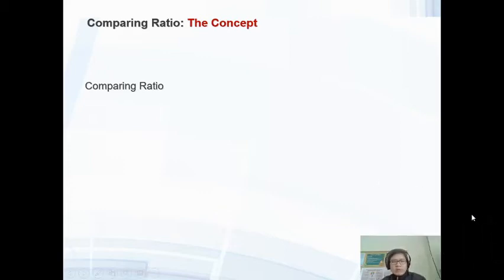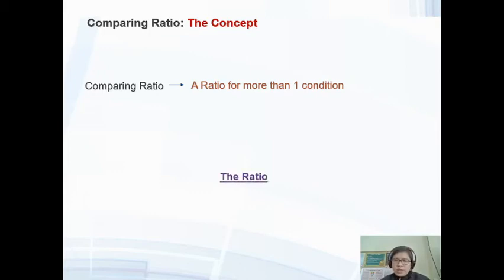So what is the concept of comparing ratio? Like I told you before, the subtopic of this one is a ratio for any kind of condition. It means a ratio for more than one condition. Wait, what do you mean ratio for more than one condition? We get a ratio from one condition, right? Yes, you are correct. But the ratio, we can use it not only in one condition.